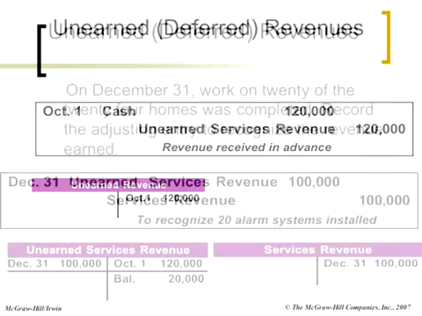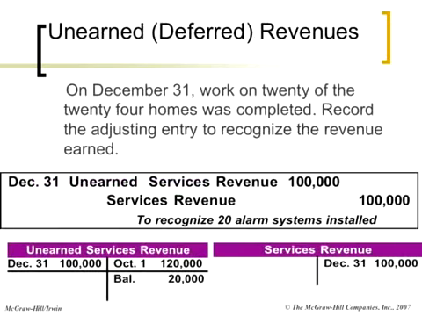Now, let's look at the adjusting entry the company will make on December 31st, the end of the accounting period. Part 1. As of December 31st, the company had completed the installation of 20 of the 24 alarm systems that they had received advance payment for earlier. Let's make the adjusting entry.